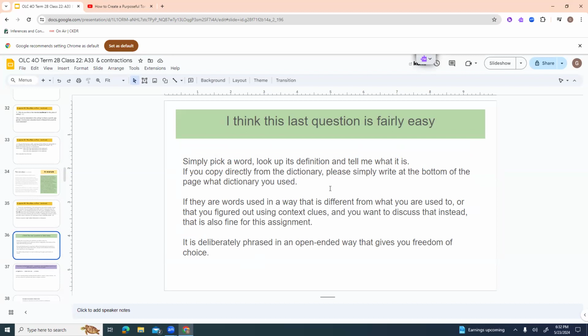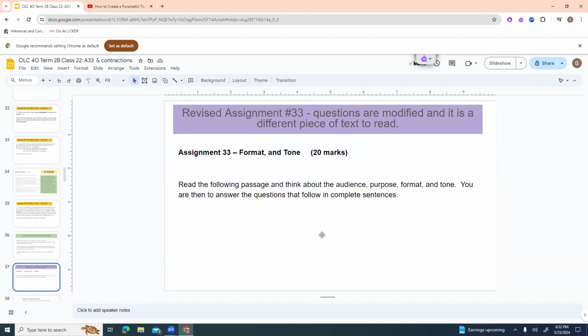The way dictionaries phrase things is not the same way that we phrase things in normal sentences. Now, sometimes you may just know what the word means and you just wrote it down, or you made a random guess based on the context and you just wrote it down, in which case that's fine. It's deliberately phrased in an open-ended way that gives you the freedom of choice. Okay.